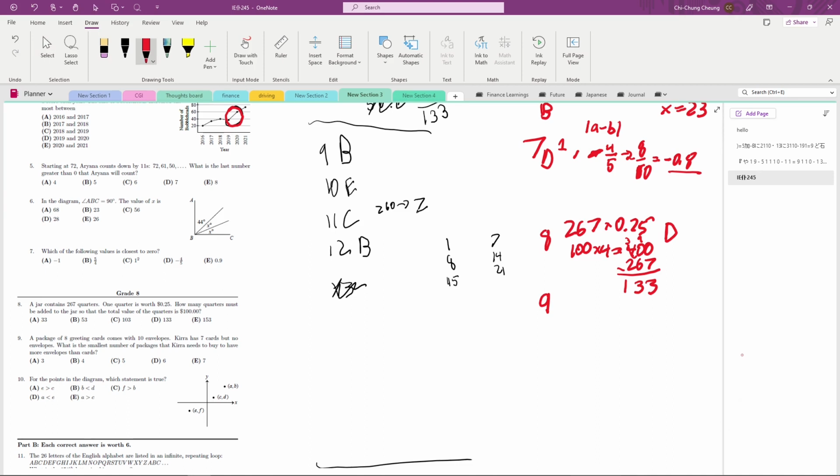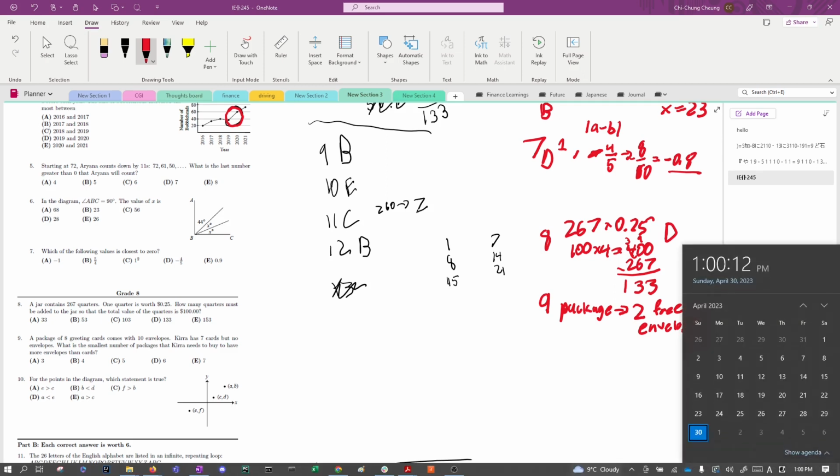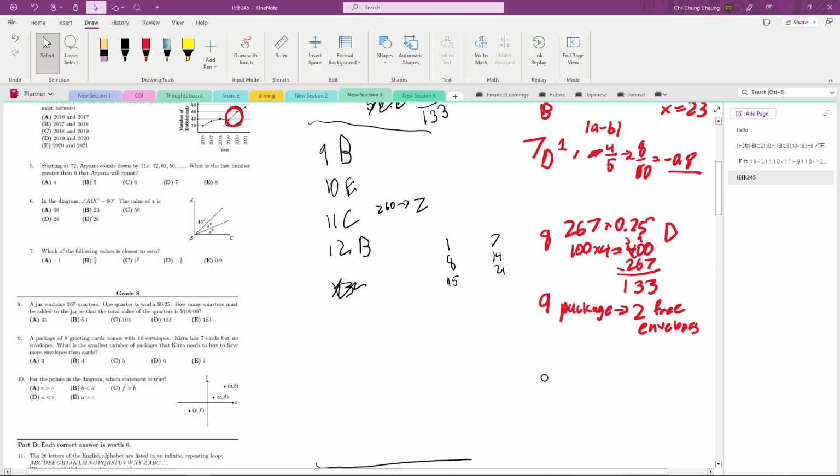So each package will give you 2 free envelopes, because you only care about the free envelopes. The taken envelopes are useless, which means, and Kira, oh yeah, Kira with 2 R's, has 7 cards. So each card goes to 2 envelopes.